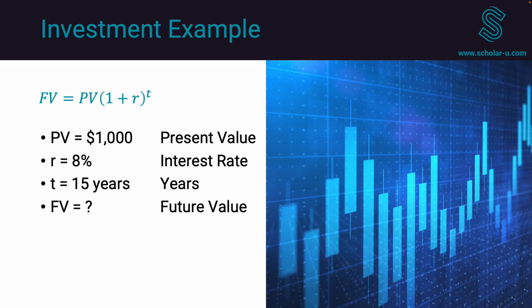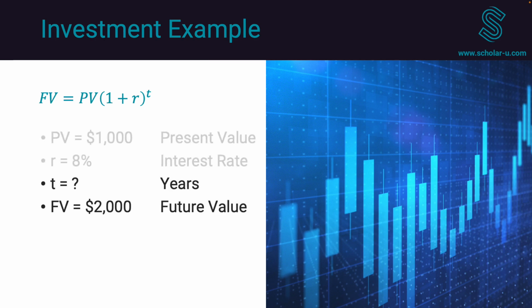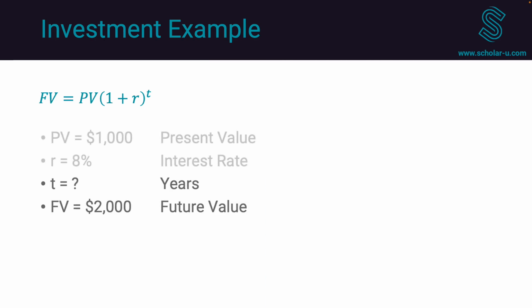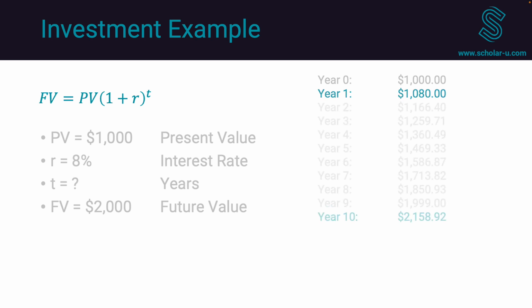We could also modify our question. Instead of asking what the future value would be in 15 years, we could ask how many years it will take for our investment to double. Starting with $1,000 at year 0, it grows to $1,080 at year 1. Since it hasn't doubled, we perform another calculation. We continue this process until our investment doubles. In this case, the investment doubles somewhere between years 9 and 10. At this point, we exit the loop.